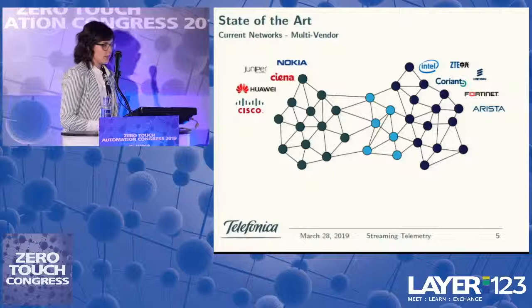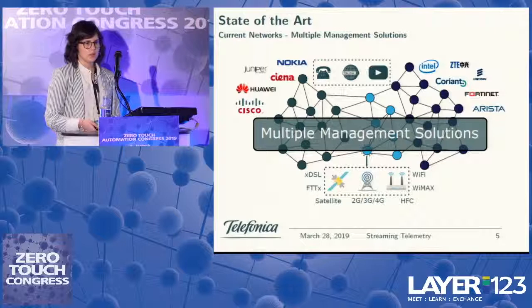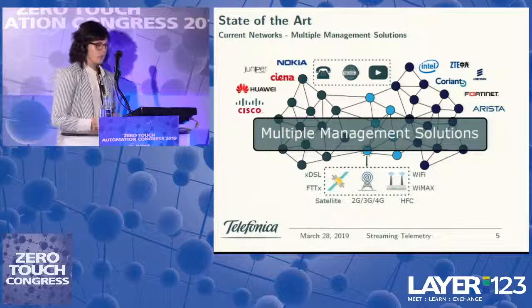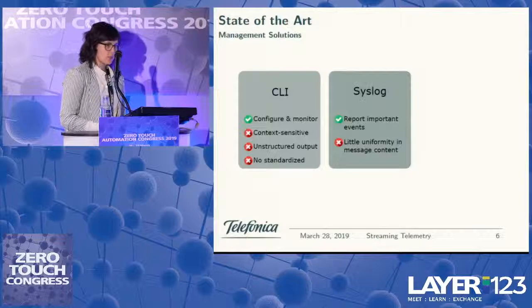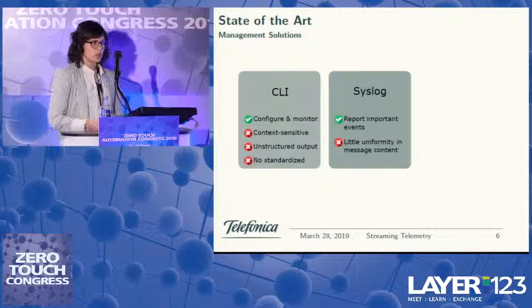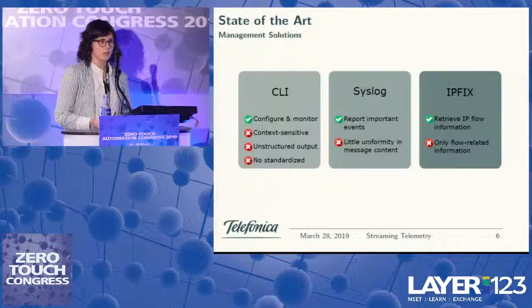When we talk about the management plane, there are also different solutions and network technologies to handle this. I'm going to briefly revisit some of them, but not go into much detail. The first is the command line interface, which is mainly used for configuration, but is very context and vendor specific. Then we have syslog, which is a standard for message logging that aims to report important events. Also, we have IPFIX, which is the standard based on Cisco NetFlow, and it is mainly used to retrieve information from IP flows, but this is also its main drawback: you can only retrieve this type of information.